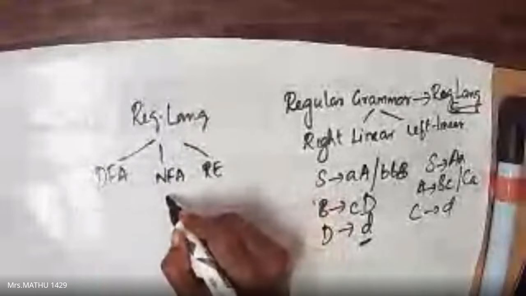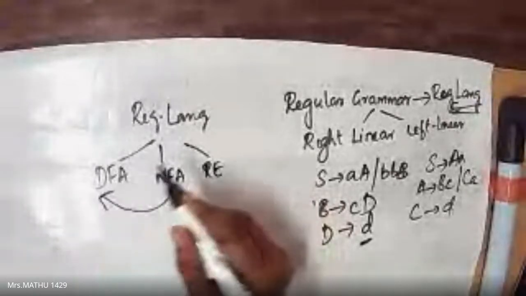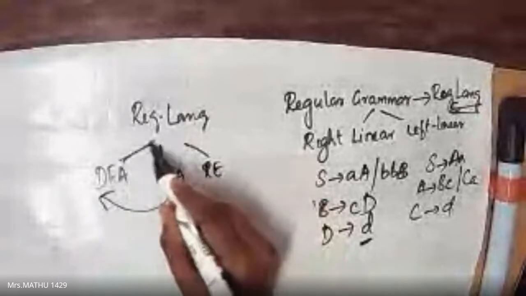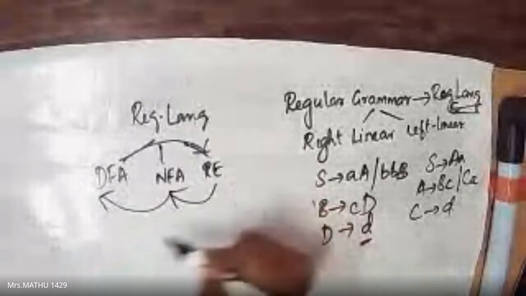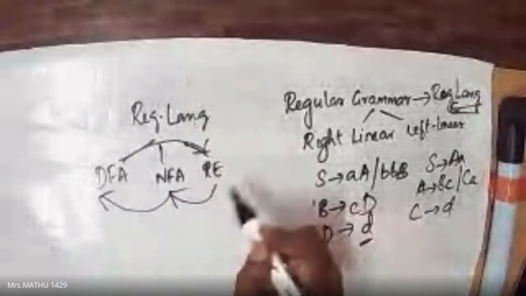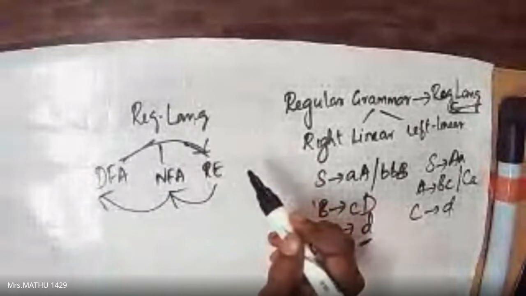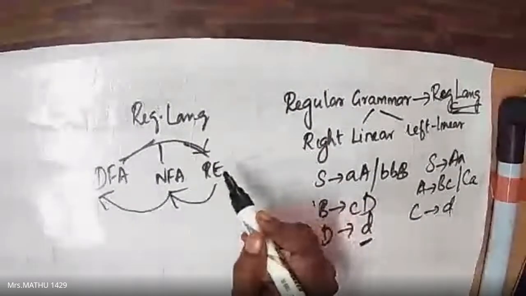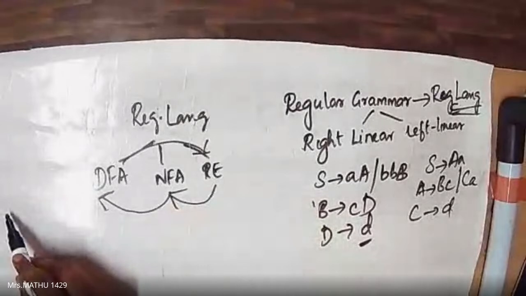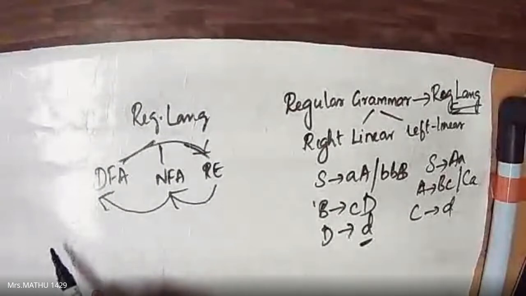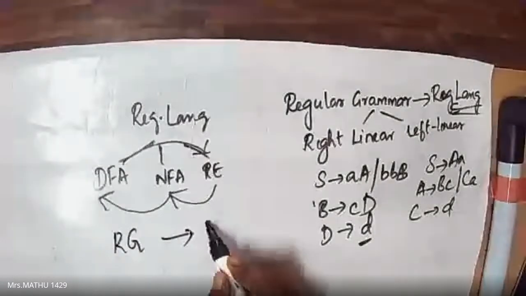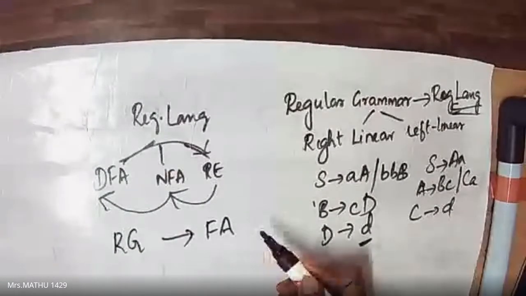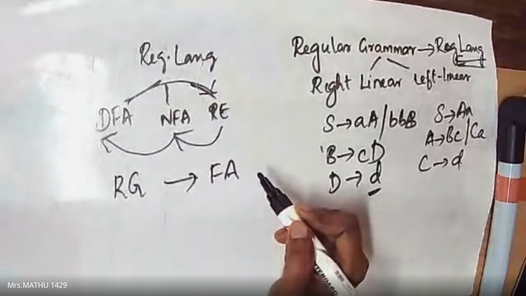From NFA you will be able to convert it into a DFA, and from finite automata you will be able to convert it into a regular expression. From regular expression you can convert to an NFA. So these are all equivalent and you will be able to do the conversions between them. Now, the conversion we are going to see is that the regular grammar also represents the regular language, so we will be able to convert a regular grammar to finite automata.